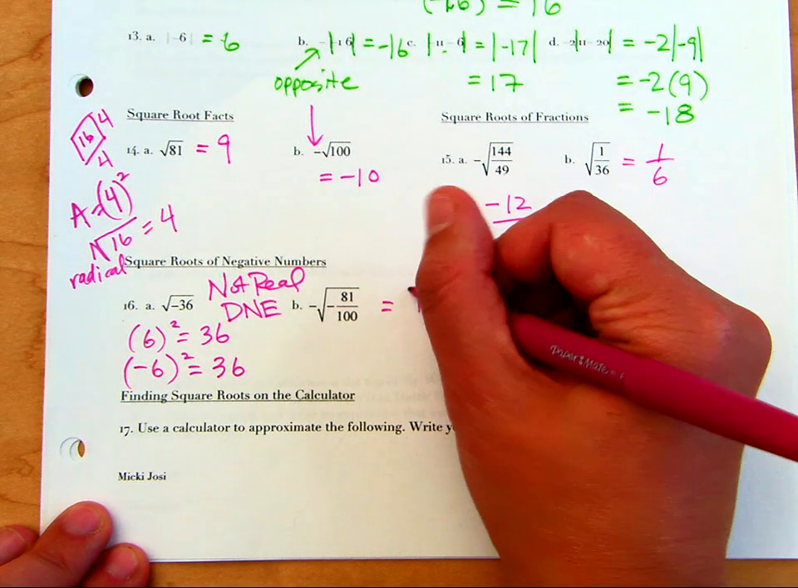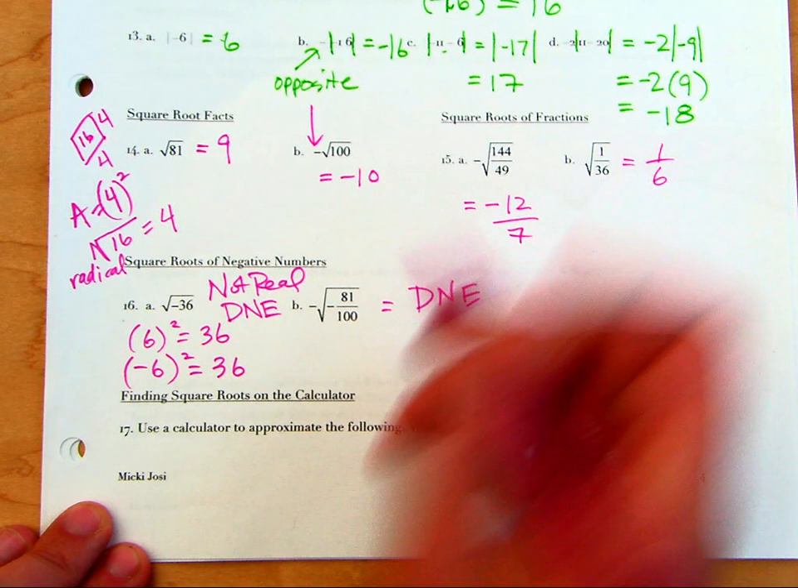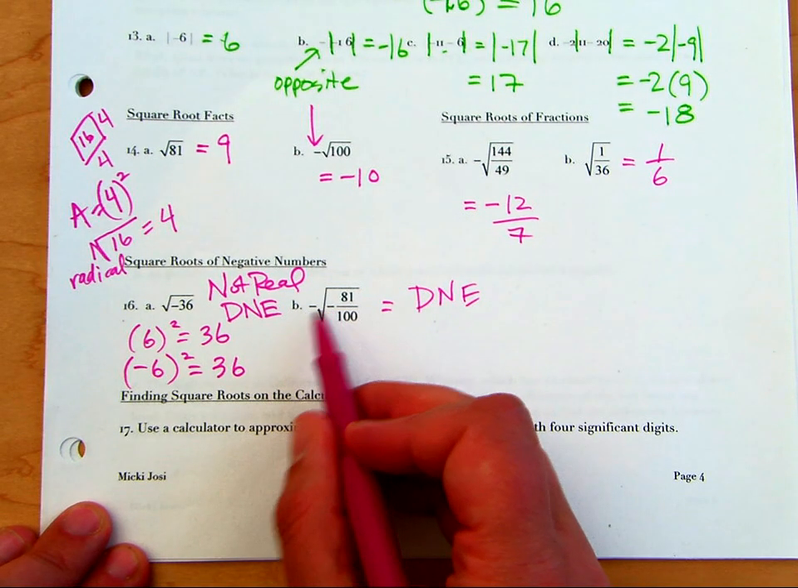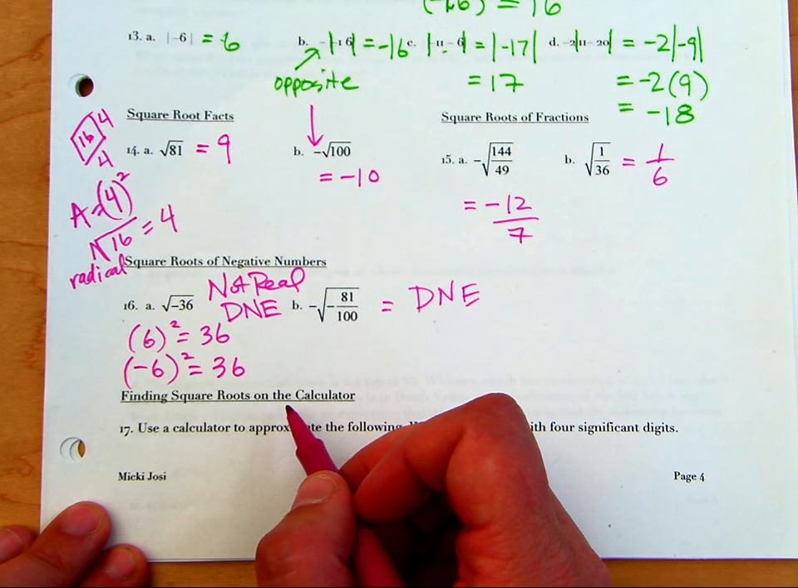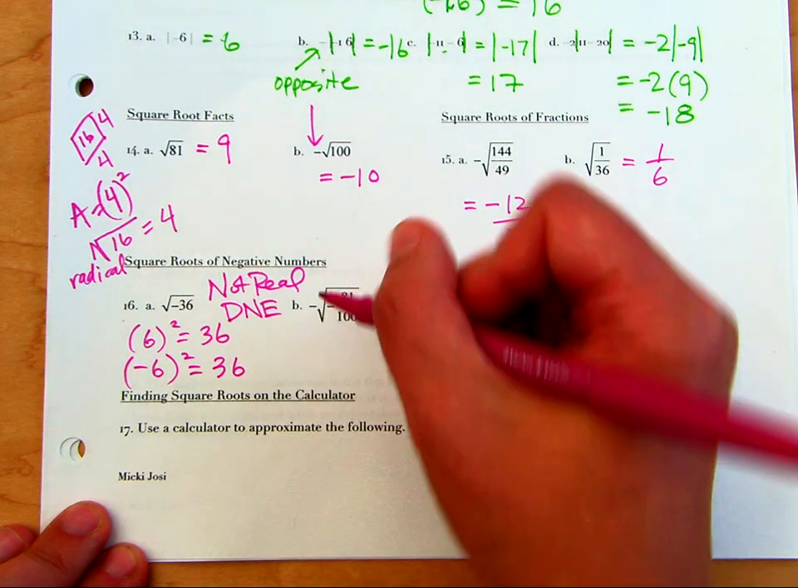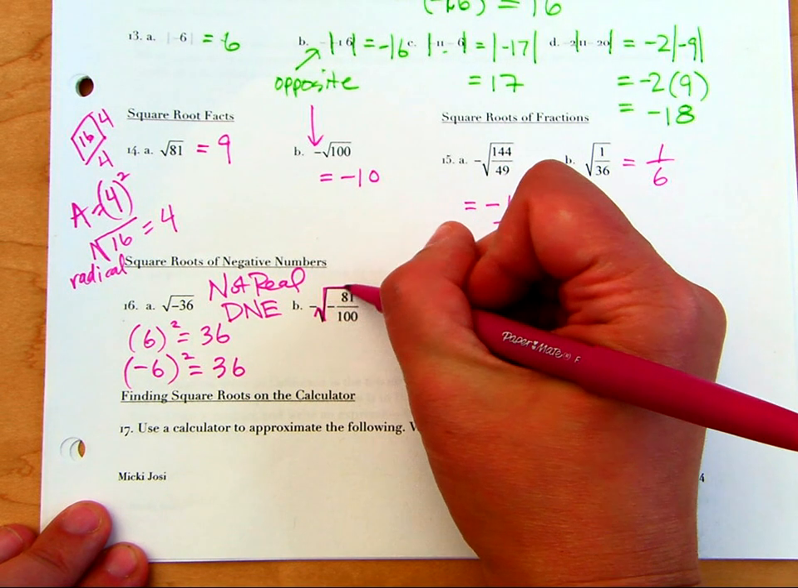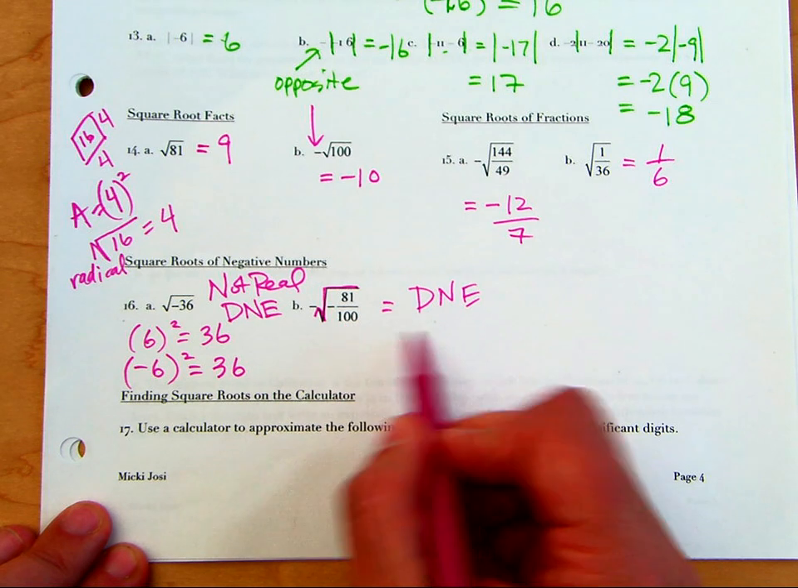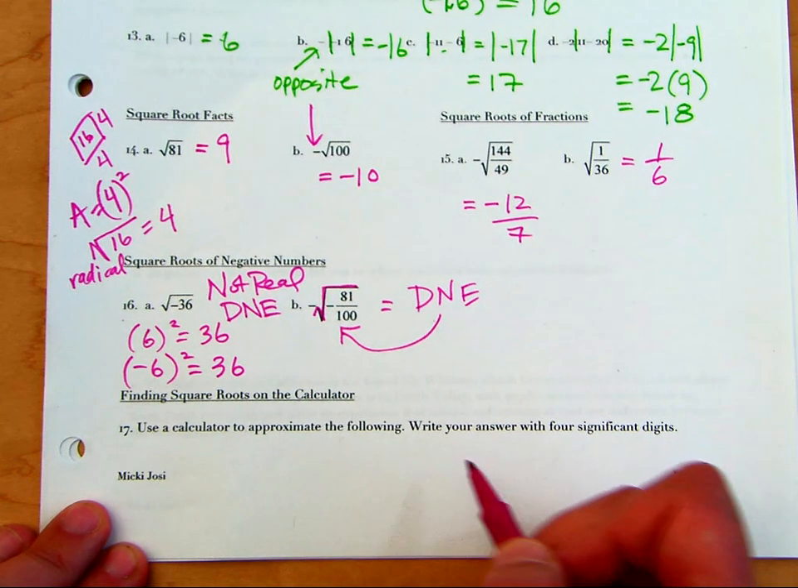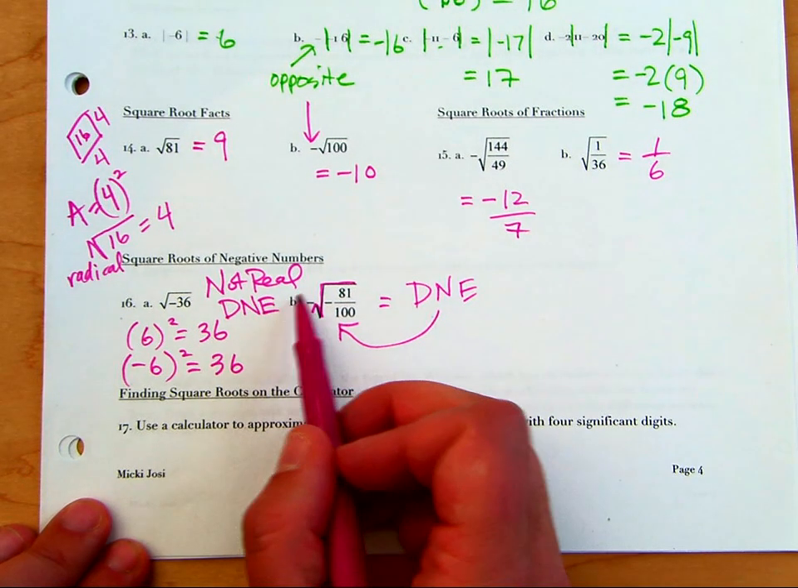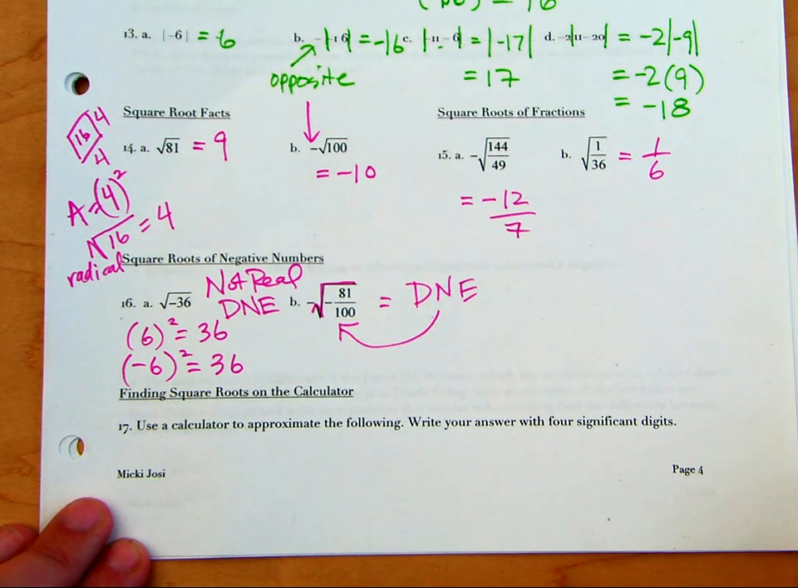Same thing. Does not exist. Why don't these negatives cancel each other out? I thought a negative times a negative is a positive. Well, because we have to do the square root first, and we can't take the square root of a negative number. So always when we try to take a square root of a negative, we will have not real.